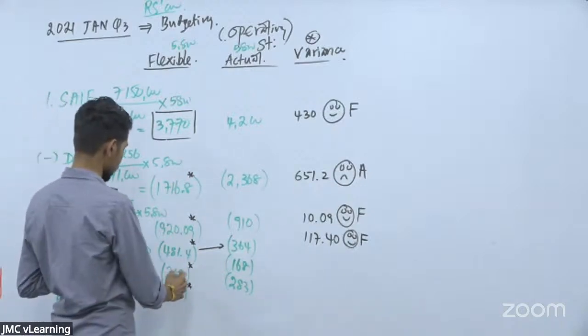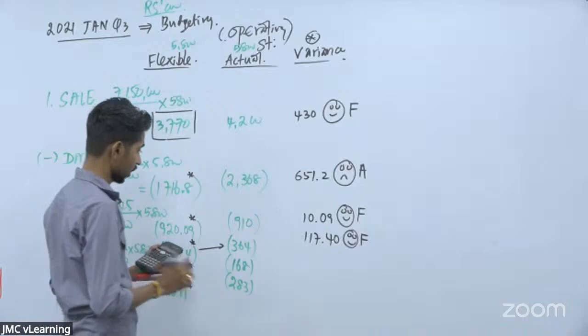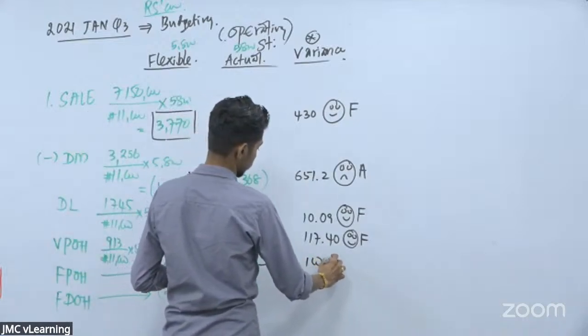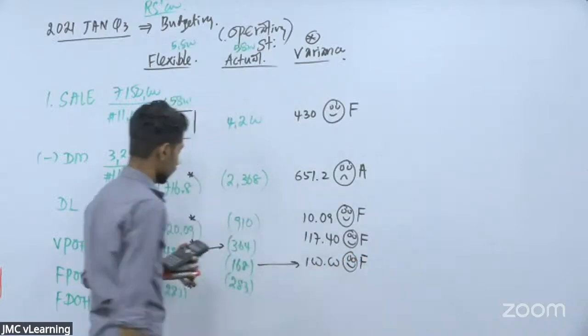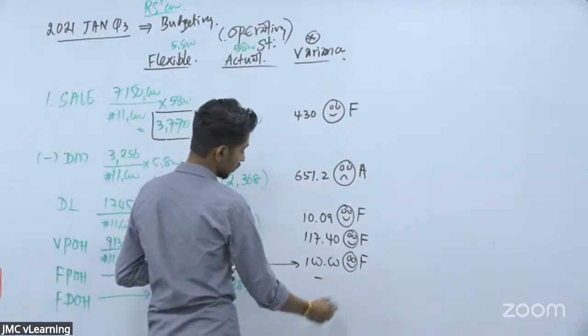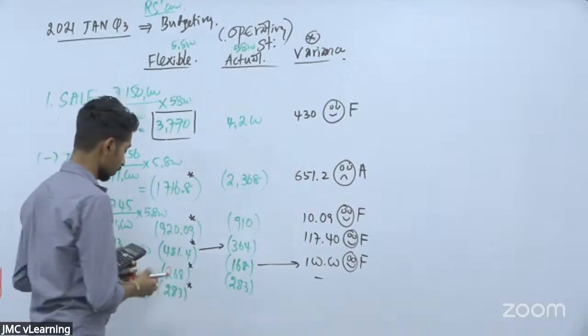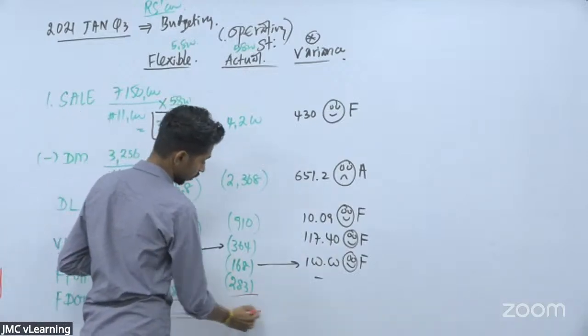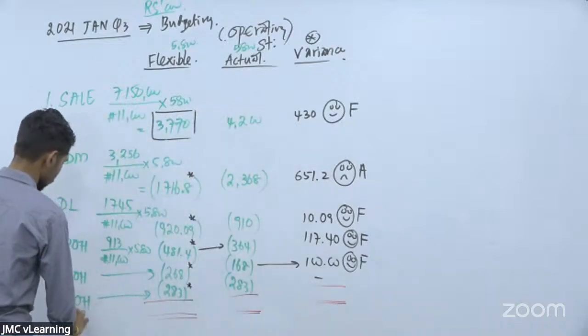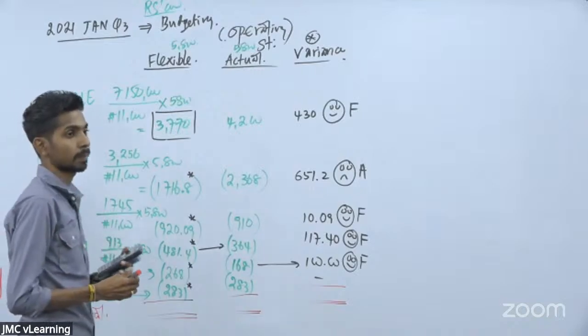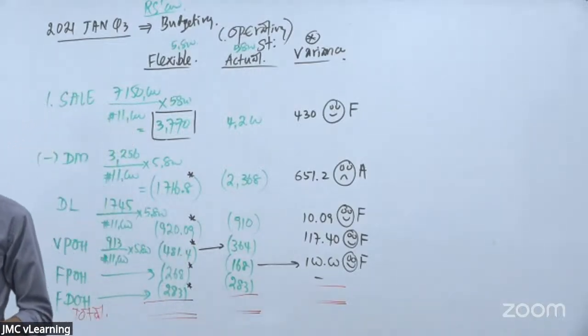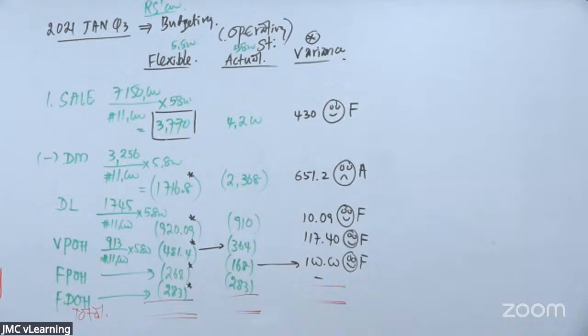Thereafter, fixed production: 268, 168, 100 saving. Favorable. Thereafter, 283, 283. There is no deviation either. There is no favorable or unfavorable. Keep in mind, once you finalize these columns, you have to take the final figure. That is the total column as well. Please make a comment on this calculation as well. No comment yet, please.